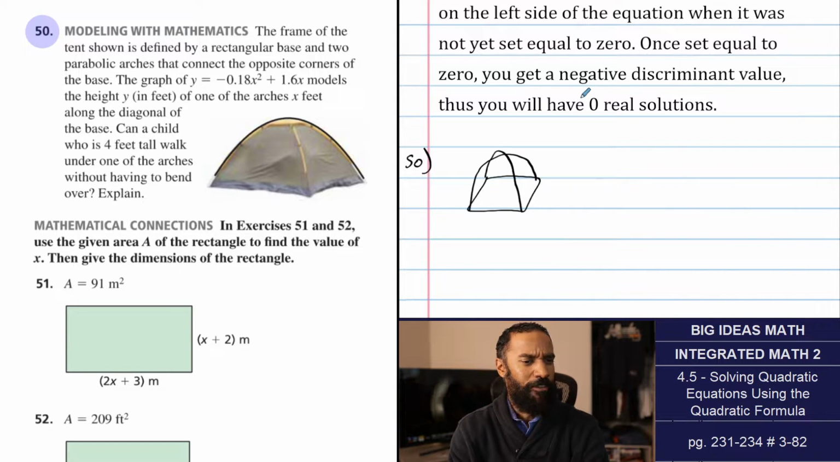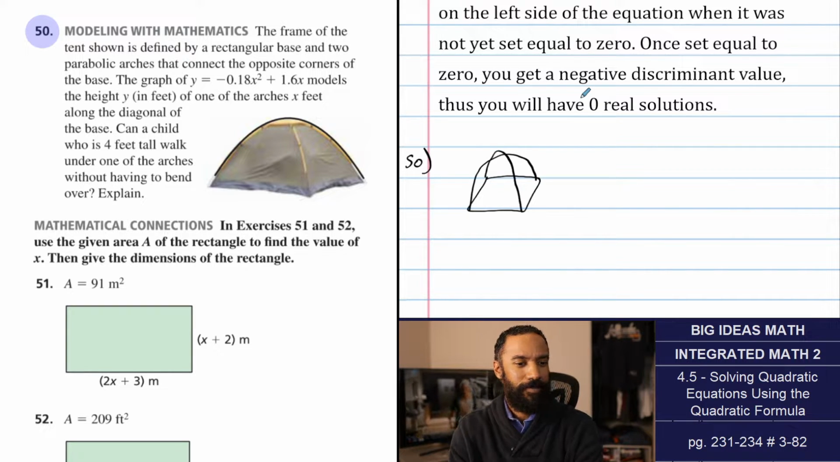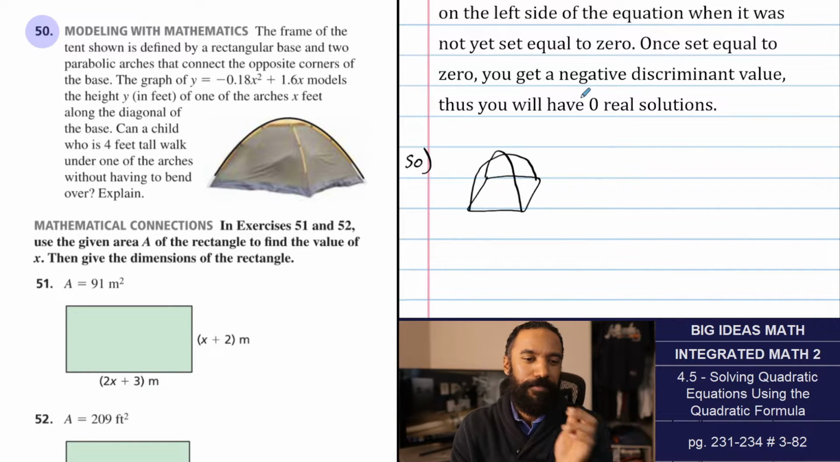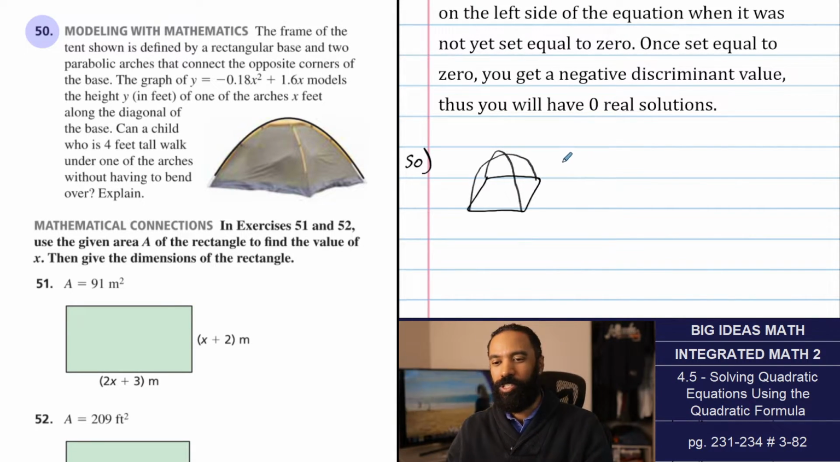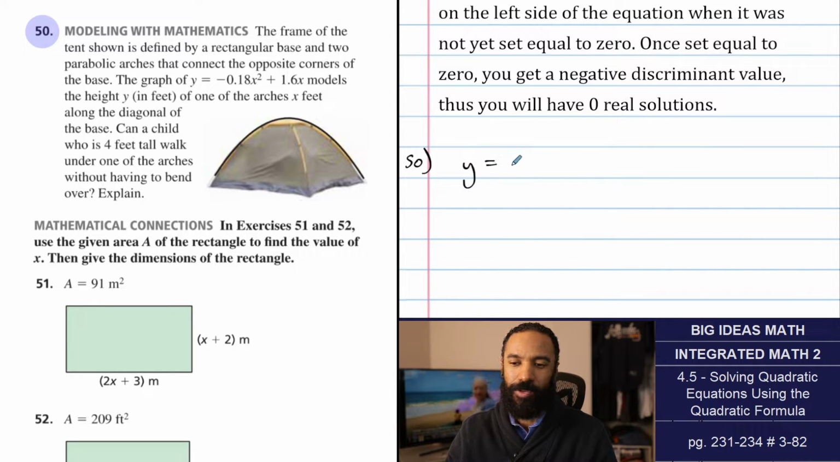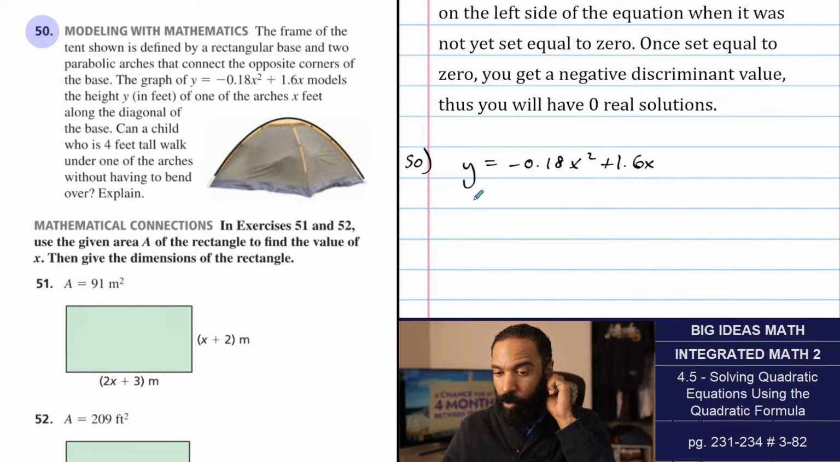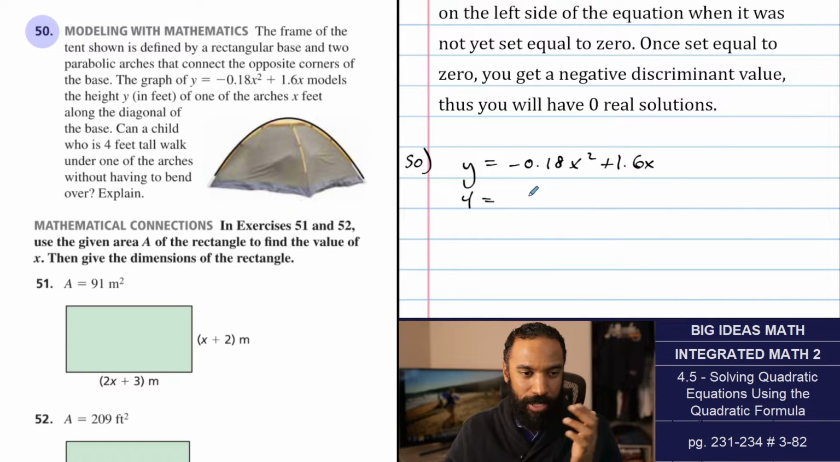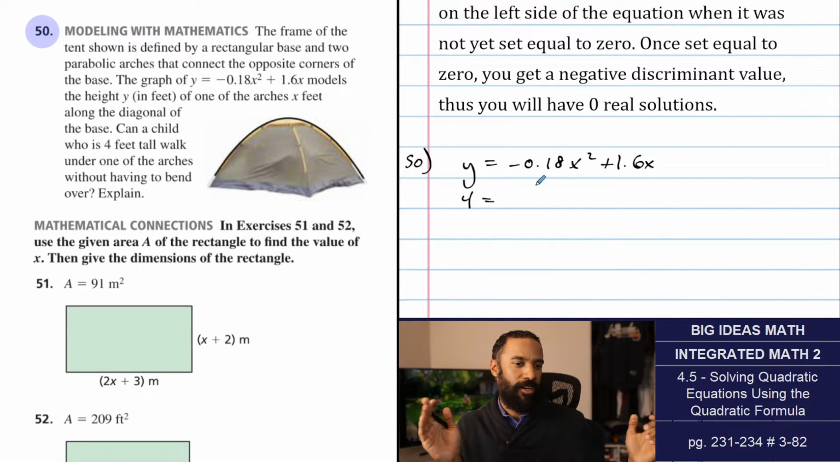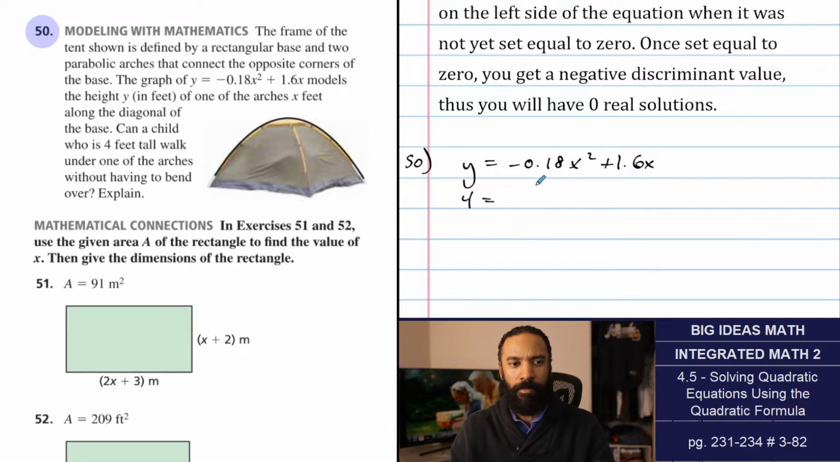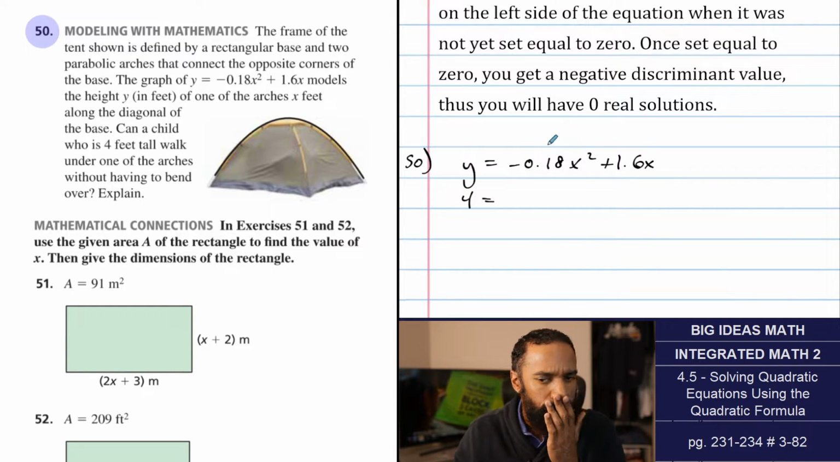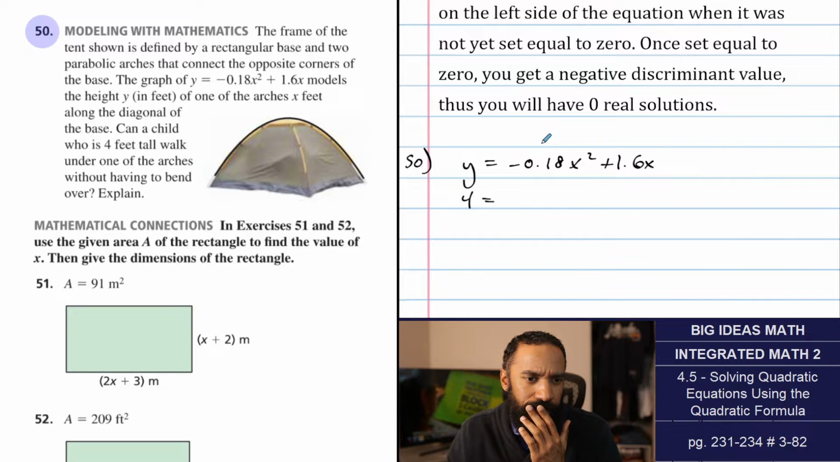Can a child who's 4 feet tall walk under one of the arches without having to bend over? When there's no tent there? All right. So we have y equals negative 0.18x squared plus 1.6x. We are going to set y equal to 4, because that's the height based on any x feet along the diagonal base, so from one corner into the middle, and we have to figure that out.